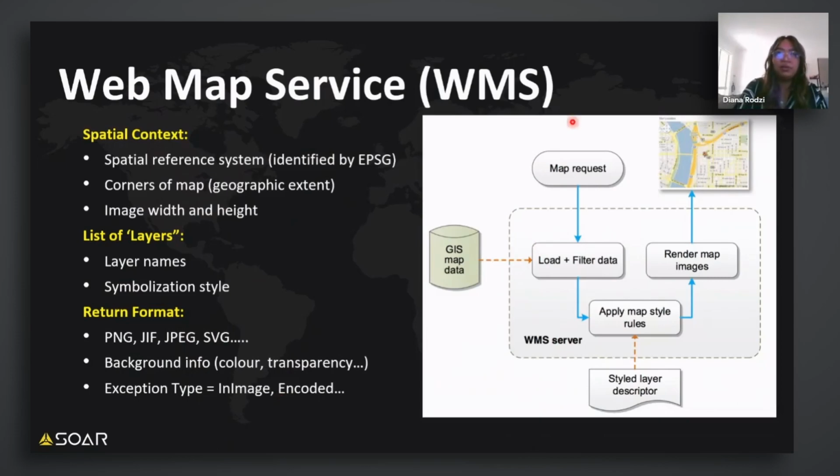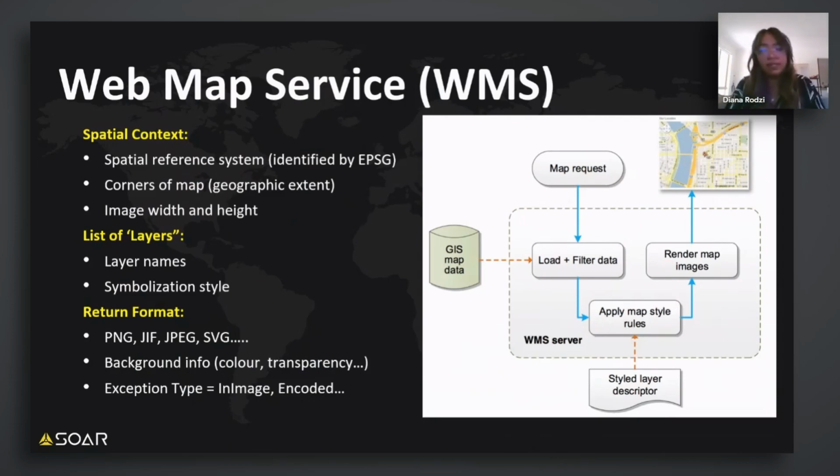As a user, you'll request a map here, and that GIS map data is imported into the server. All the filtering and rendering is done within that server, and it gets outputted as a map, which the user will actually see. So if we are requesting something, we don't see any of that. We just see this end result.